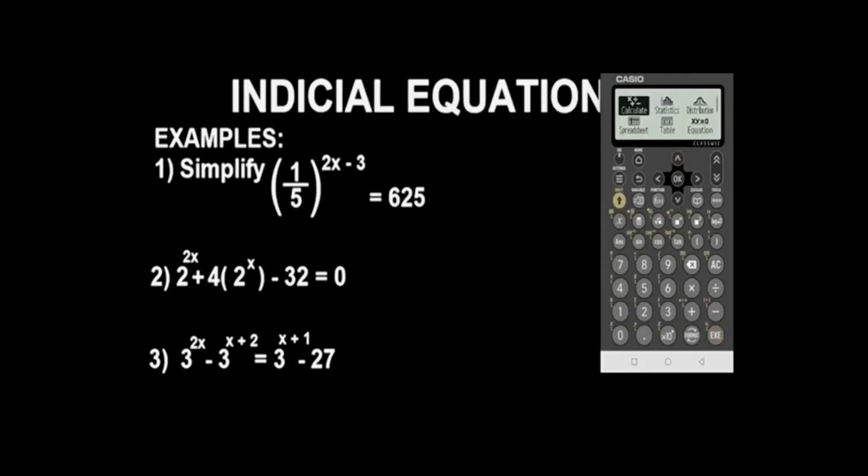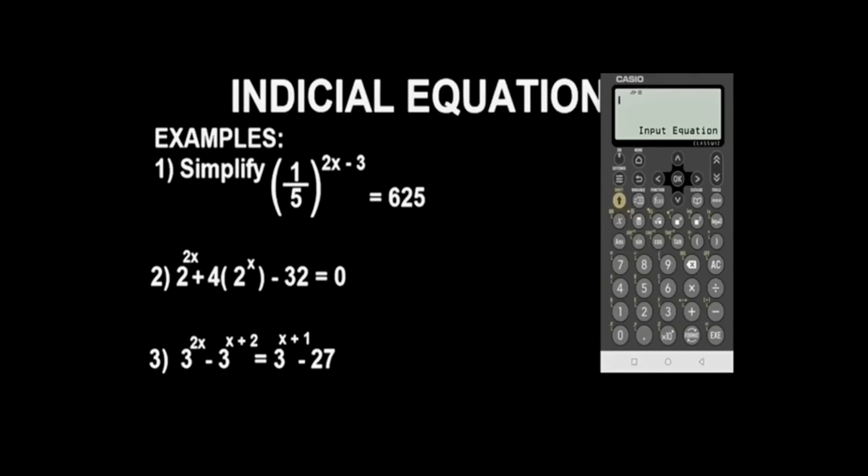To solve these problems, navigate to this equation menu. When you get here, press execute. Since we want to solve exponential equations, I'm going to work with this solver we have here. Press execute. So let's begin with question 1. It says simplify, in brackets 1 over 5 to the power 2x minus 3 equals 625.